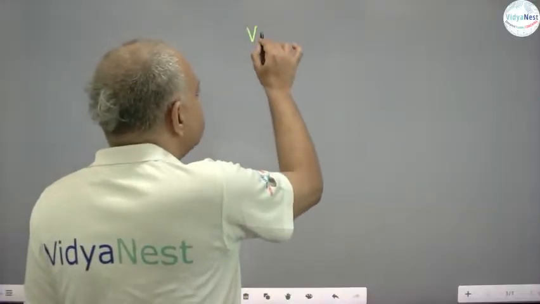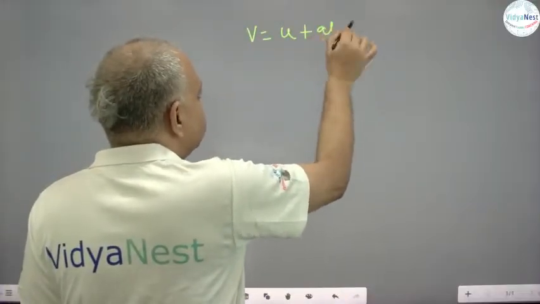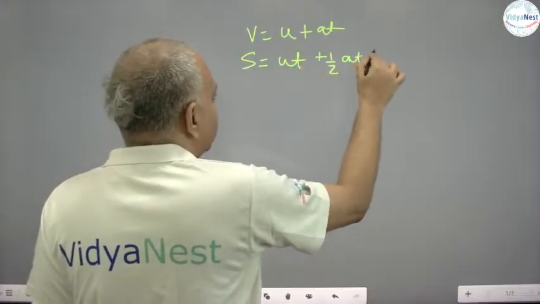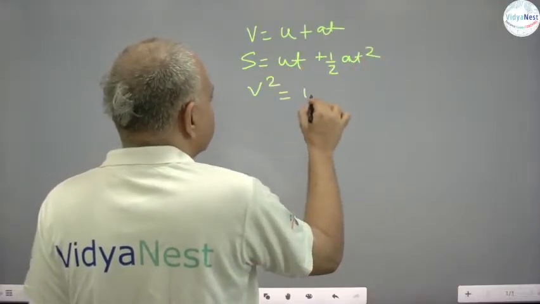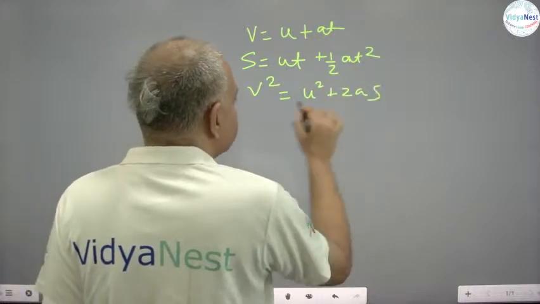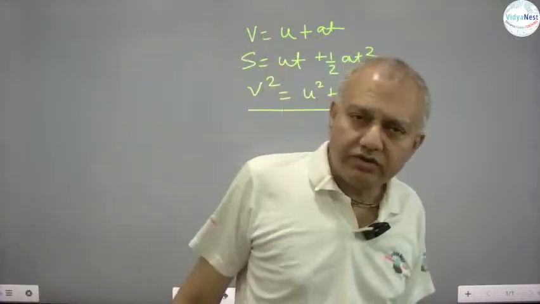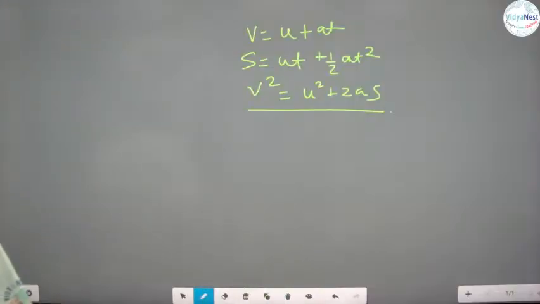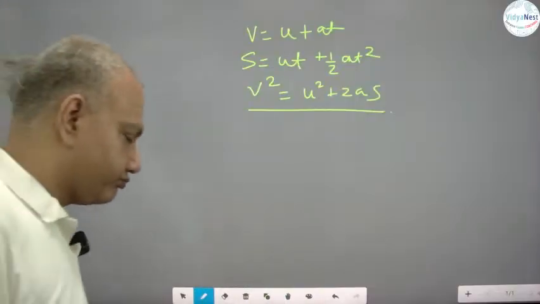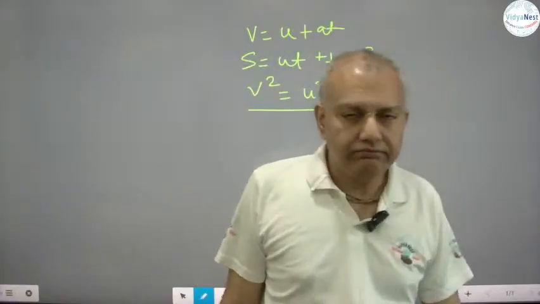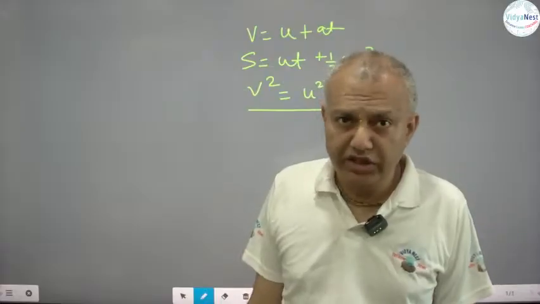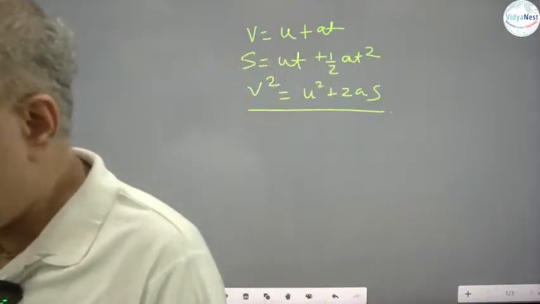So now we use this formula: V is equal to U plus AT, S is equal to UT plus half AT square, and V square is equal to U square plus 2AS. There are applications where we can apply these formulas, and in exams, either in NEET or in JEE Mains, we have this kind of question.